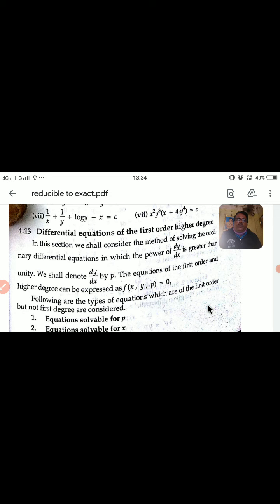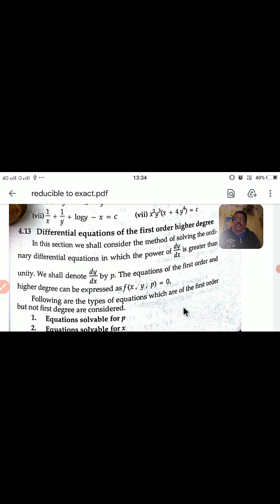So in this video we are going to learn the differential equations of the first order and higher degree. A differential equation of first order and higher degree means it is a differential equation where the degree of dy by dx is greater than 1. Then it is known as a differential equation of first order and higher degree.